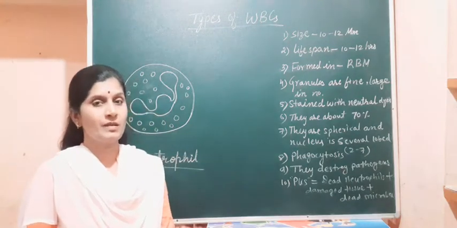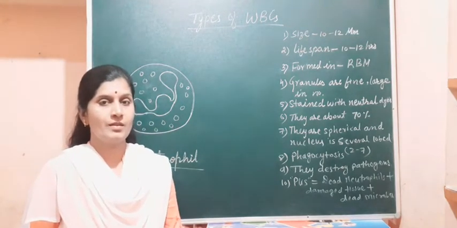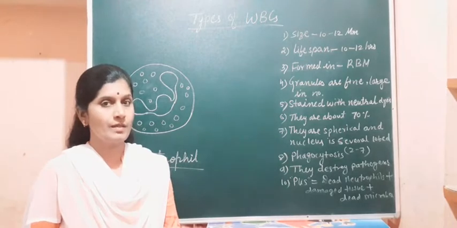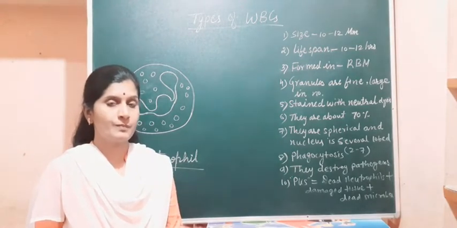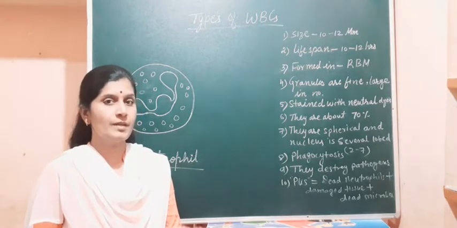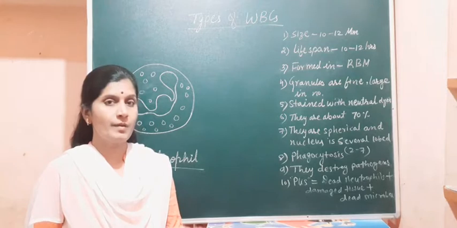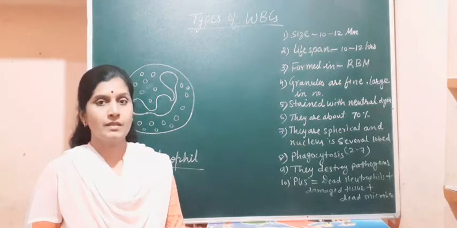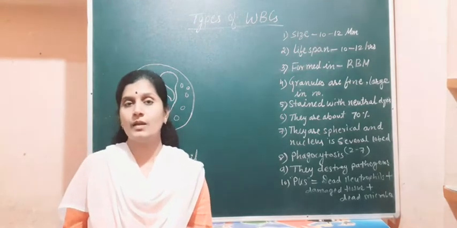In the last period we saw the leukocytes, so today we are going to continue the same topic. We will be seeing two types of WBCs. As we know, the WBCs have been divided broadly into two groups, that is granulocytes and agranulocytes.